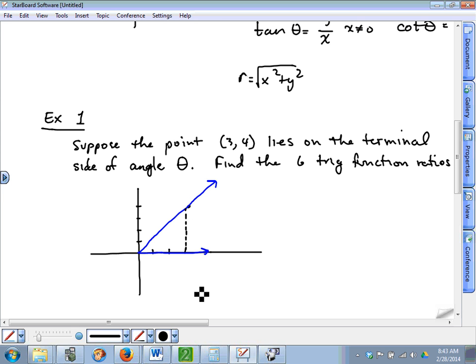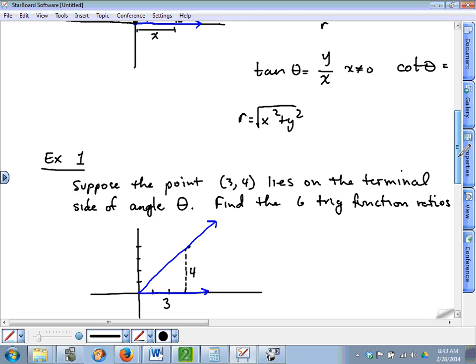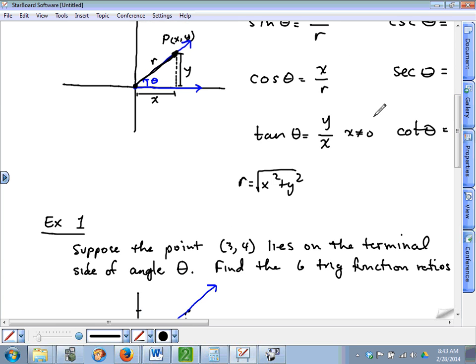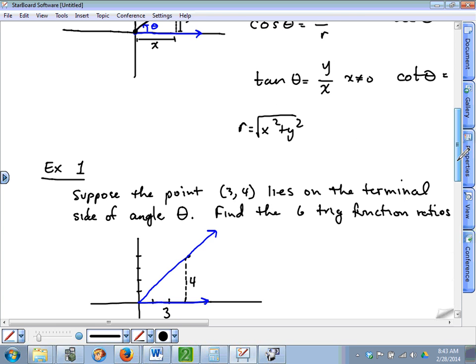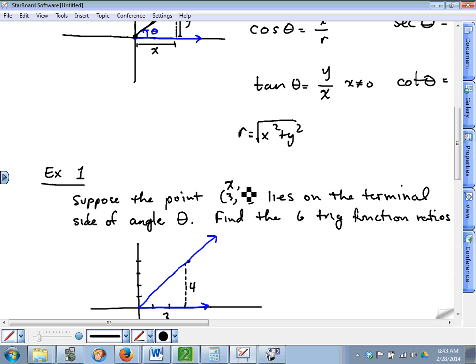If you're more comfortable with triangles, you can draw one. Drop a line straight down from the point. Now we have a length of 3. We have a length of 4 there. The horizontal is 3. The vertical is 4. Hopefully, though, you're going to get to the point where you don't need to draw triangles for this, because you don't really need to. All you need to remember are these newly defined trig ratio formulas. Because x is 3, y is 4. All you really need to do is find r.